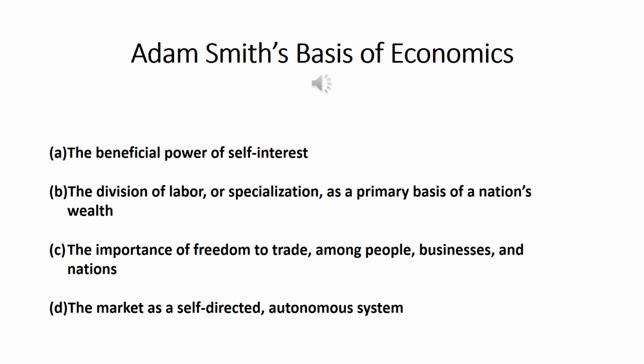Adam Smith wrote The Wealth of Nations over 300 years ago, father of economics. He basically stated four things. The beneficial power of self-interest means while you may love doing your job, you're not doing it for the help of other people. You're doing it so you can make money. And that's understandable because you need that money to pay for where you live, to pay for your food, to pay for your transportation, to pay for your family. So while you may enjoy doing it, and that's important, you do it because you need it.